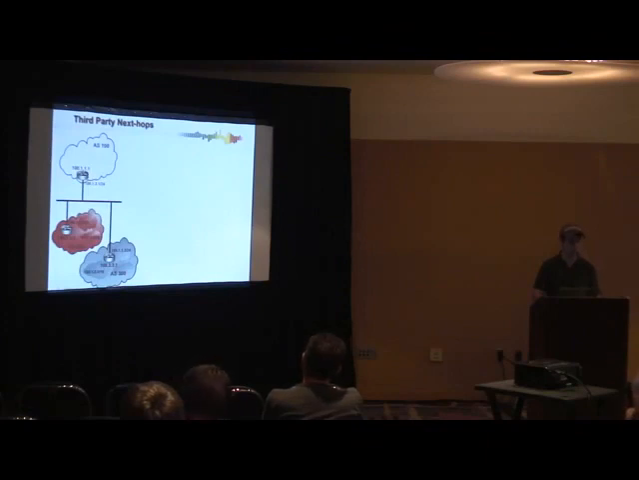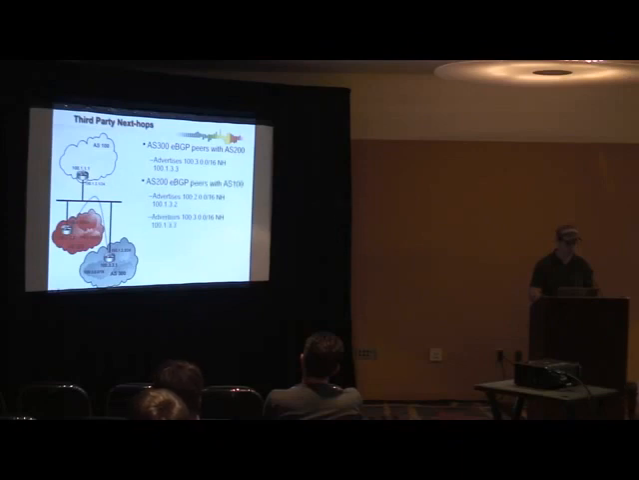Generally, most networks will pick one flavor to run with for most of their interconnectivity. There's also third-party next hops. In this case, AS300 is eBGP peering with AS200 and advertising 100.3.0.0/16 with his next hop of 100.1.3.3, the interface on this Ethernet.